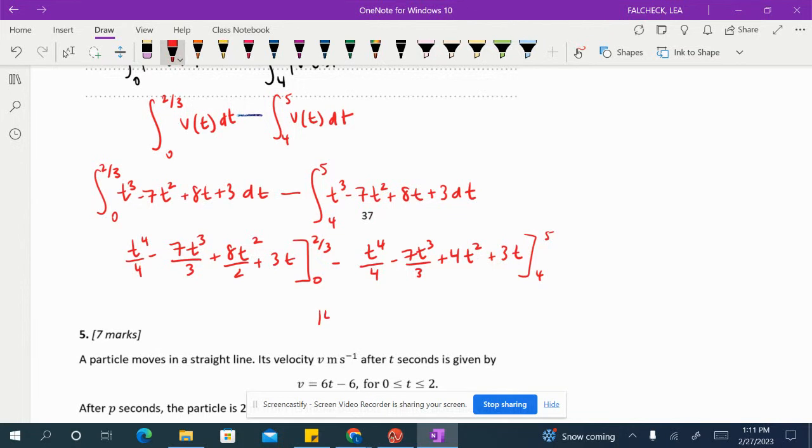And your final answer would be 14.219. 3 sig figs would give you 14.2 meters as the total distance traveled when the velocity is increasing.